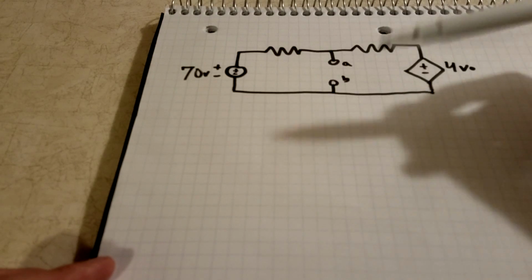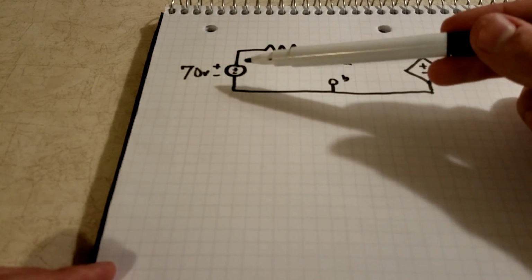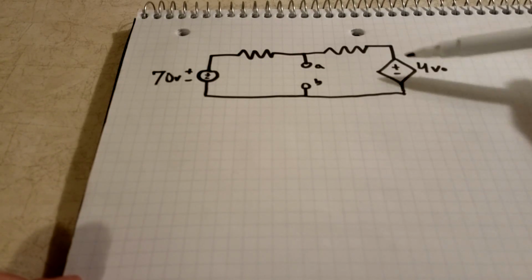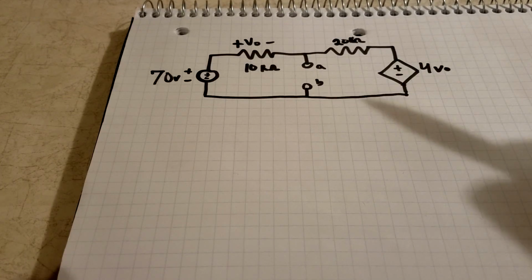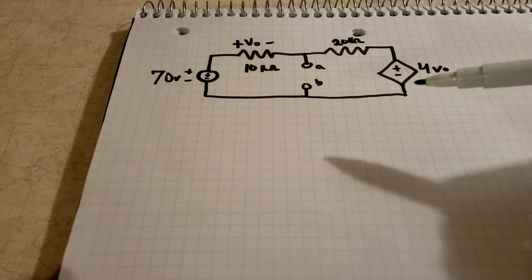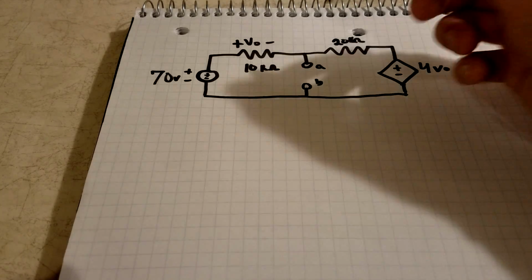So in today's lab we're going to be dealing with a circuit that looks like this. So here's the circuit that we're dealing with today. We have a 70 volt power supply, and then we have a dependent voltage source over here. We can actually figure out an equivalent circuit that will basically give us these two connections.